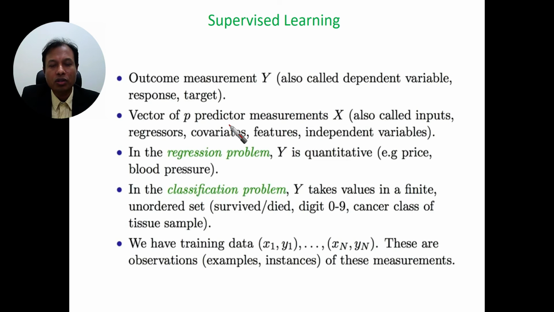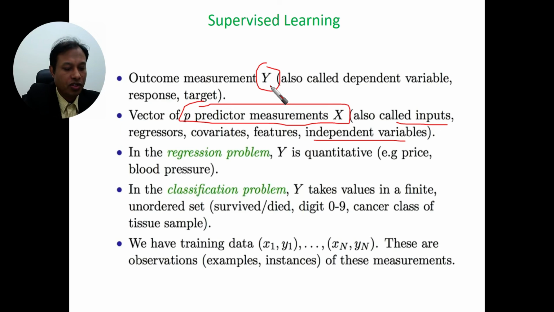And we have some inputs. The inputs may be p number of inputs, these p predictors. We say predictor measurement. And we also say these are regressors, covariates, features, or independent variables, because this y is a dependent variable. That means this y depends on these inputs. So these inputs are independent variables, and this is the dependent variable, or response, or target. So that's it. It's very simple.